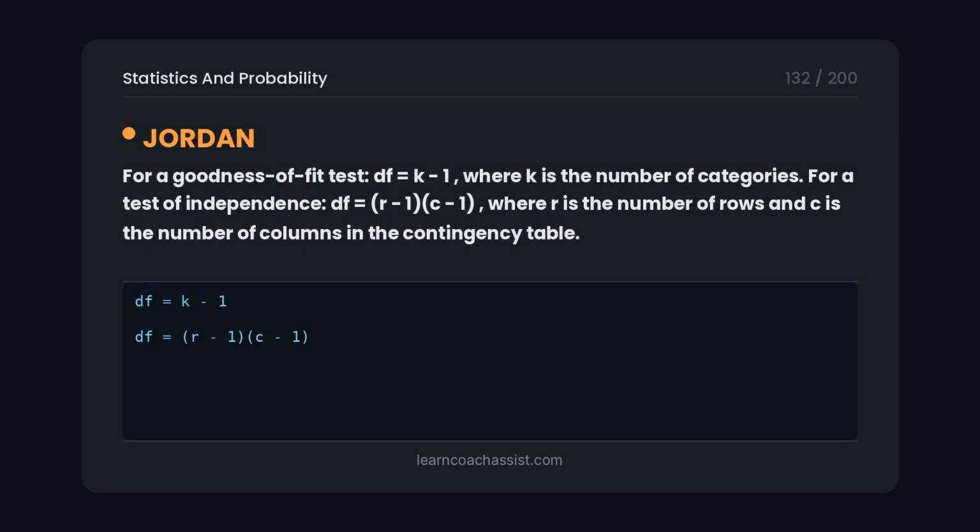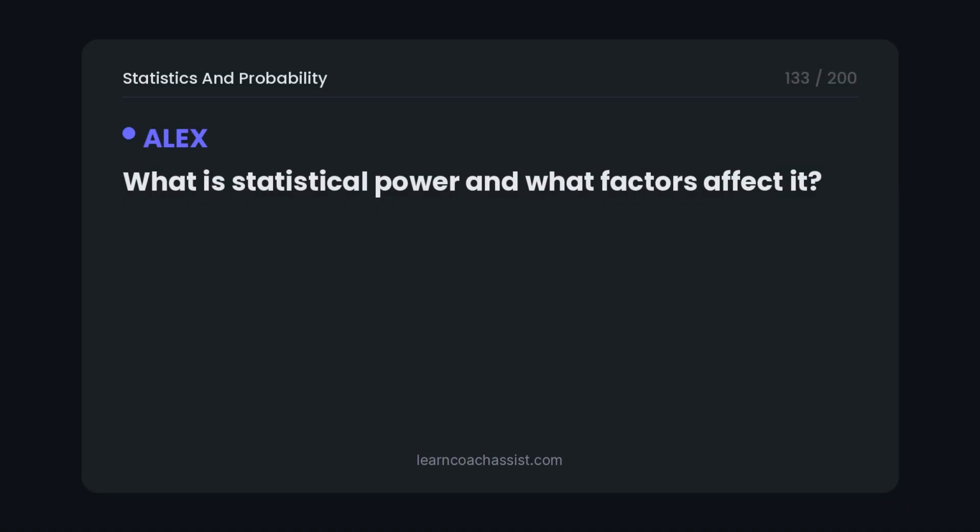For a goodness of fit test, DF equals k - 1, where k is the number of categories. For a test of independence, DF equals (r - 1)(c - 1), where r is the number of rows and c is the number of columns in the contingency table. What is statistical power and what factors affect it?